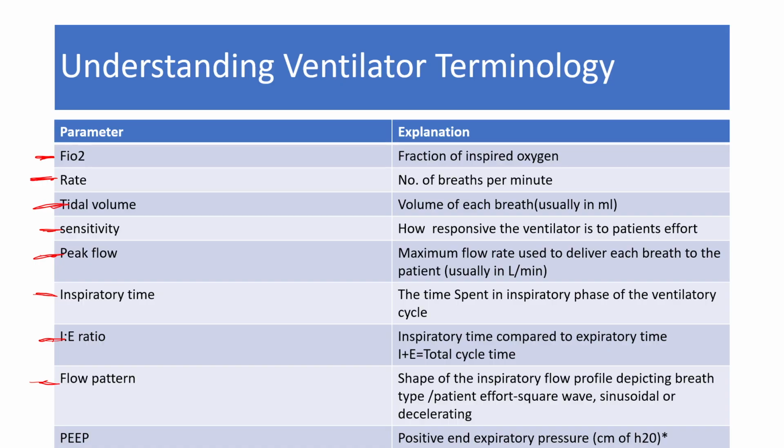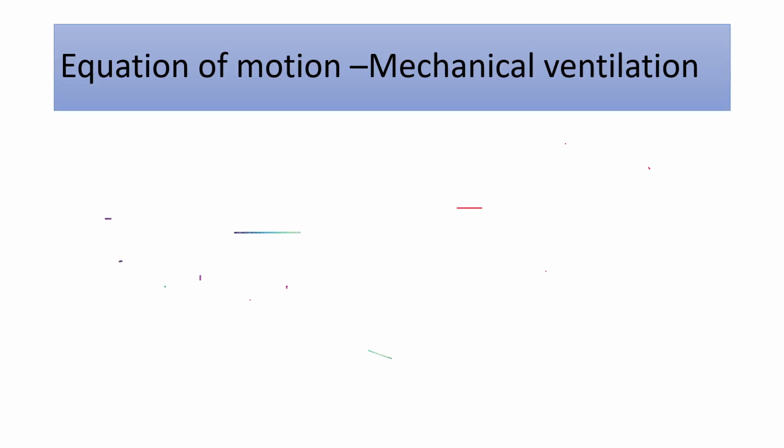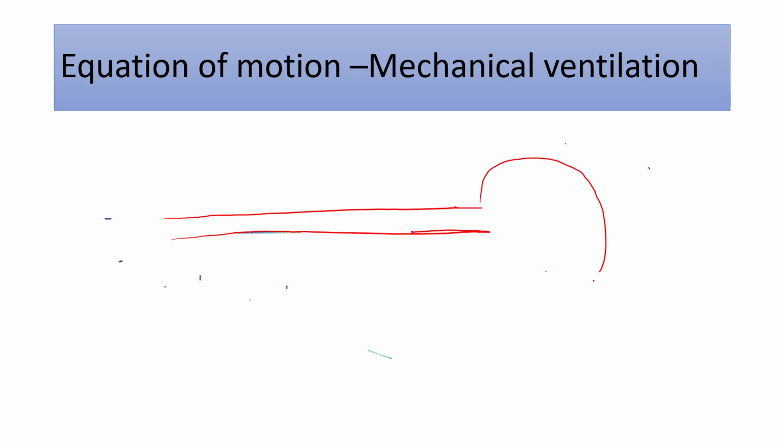So once we have understood this ventilator terminology, let's go to the equation of motion of mechanical ventilation. See it as a single compartment model. The trachea is a tube, and it divides into bronchi and bronchioles. For understanding, we take a single compartment model: a tube with a balloon at the end, that is the alveoli. What drives the air in is the pressure. Here is the total pressure, which drives the flow of air into the tube.